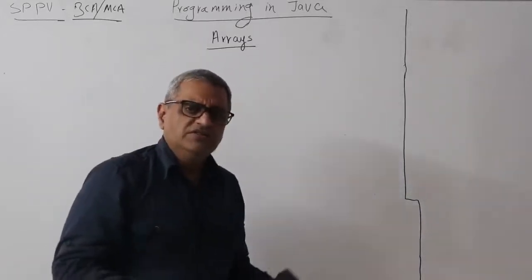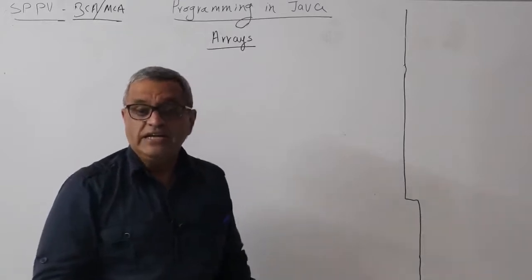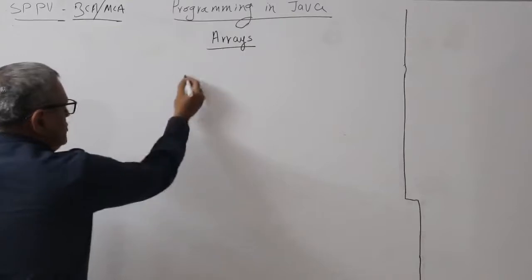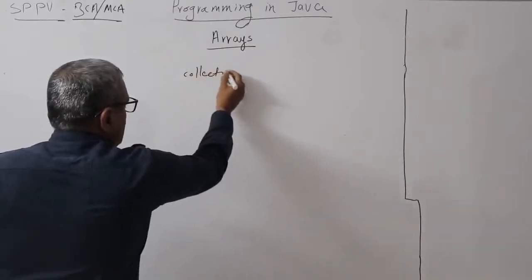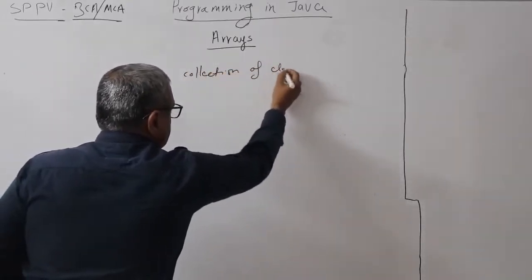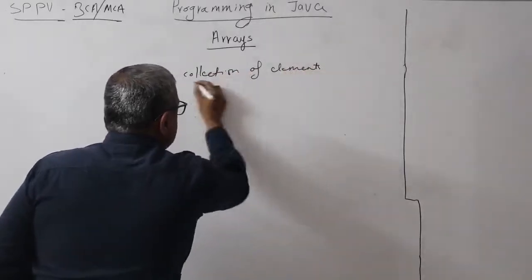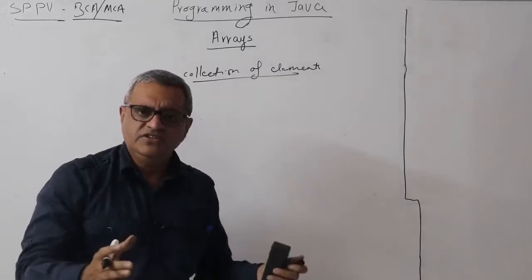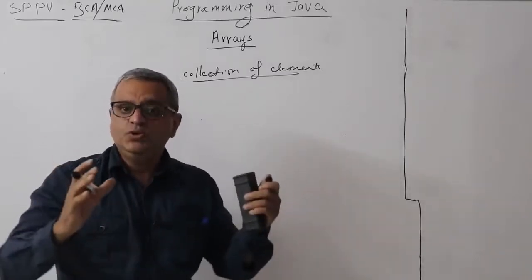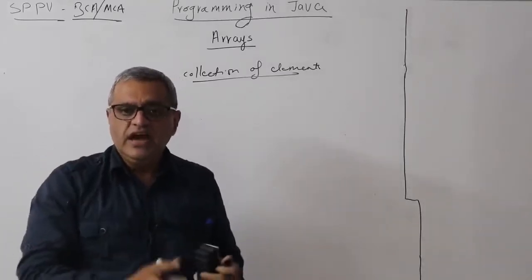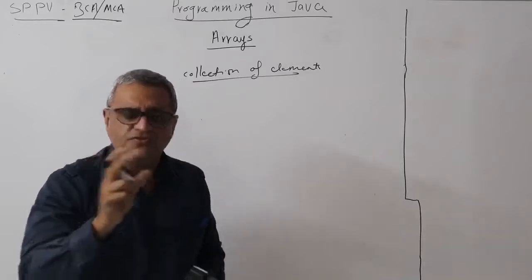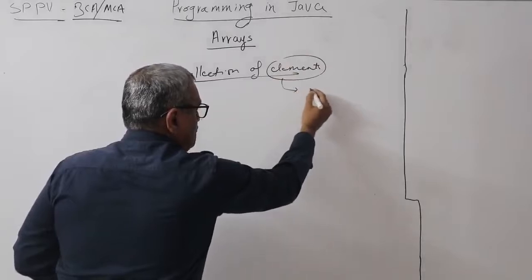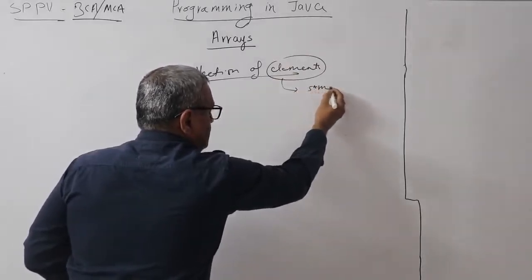So let us understand what an array means. An array is a collection of elements. You can say an array is an elementary data structure. What is a data structure? A data structure is a way to organize data. An array is a collection of elements where these elements are of the same type.